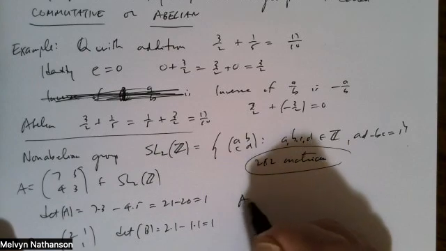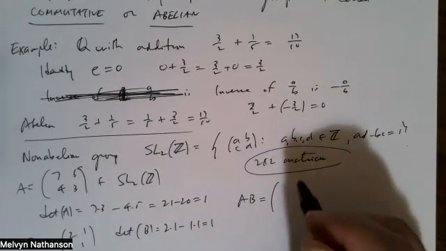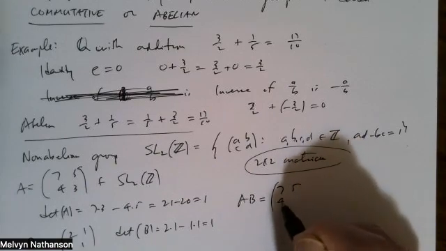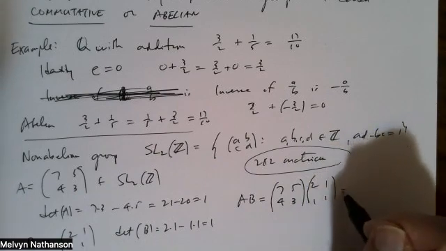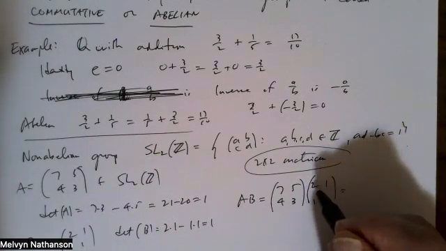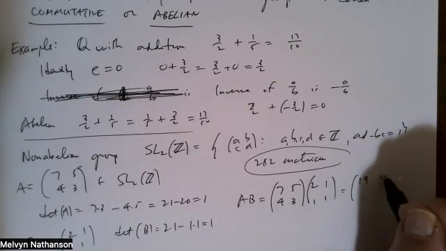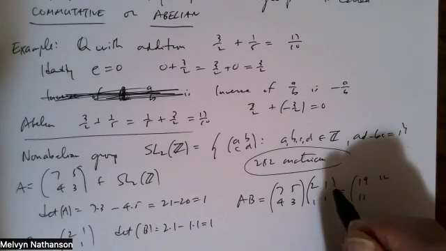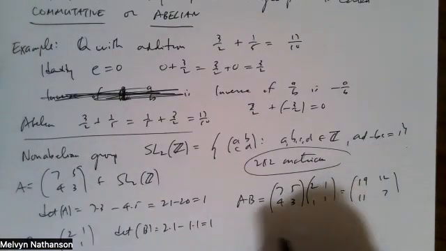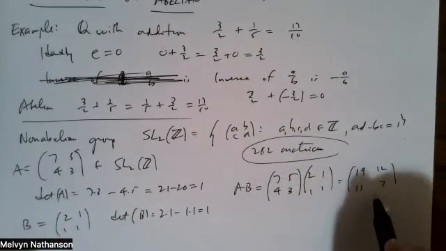And you're supposed to know how to multiply matrices. So if you multiply AB, that's 7, 5, 4, 3 times 2, 1, 1, 1. That's equal to 14 plus 5, 19. 7 plus 5, 12. 8 plus 3 is 11. And 4 plus 3 is 7. So if you multiply the matrices A and B, this is what you get.